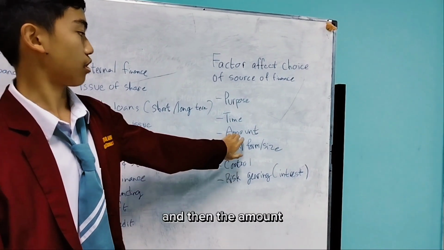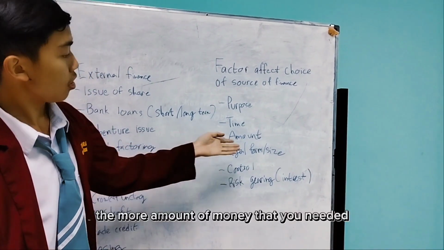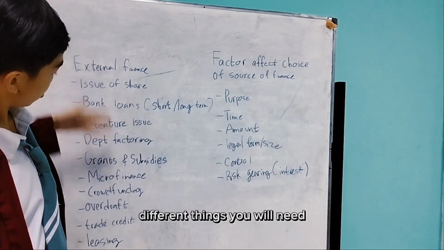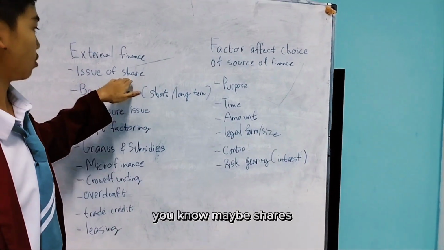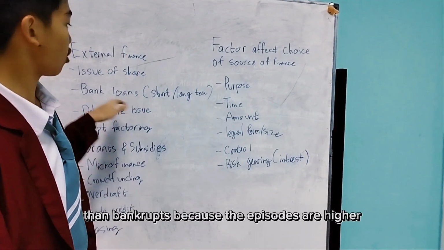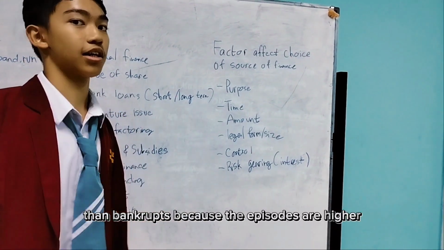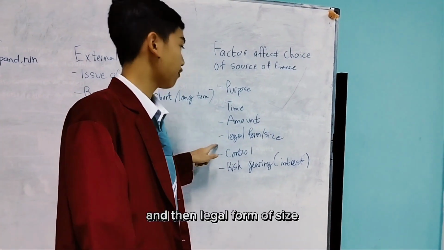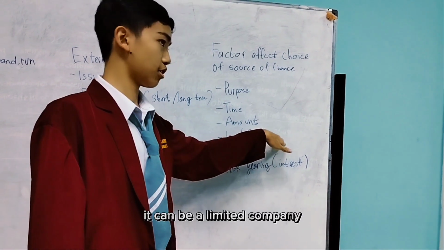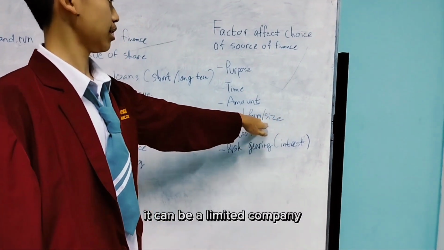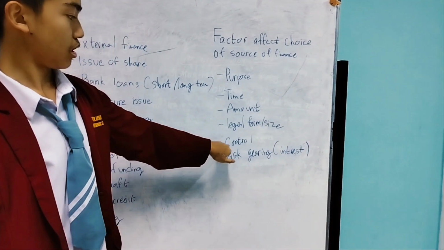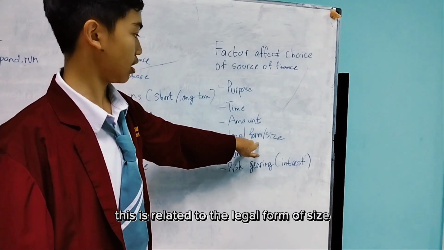And then the amount. The more money that you need, the different sources you will need. Maybe you'll share the shares of the business for more money rather than bank loans because the interest rates are higher. And then legal form and size. If the business size is big, you can be a limited company, which means you can sell shares. And then control. This is related to the legal form and size.